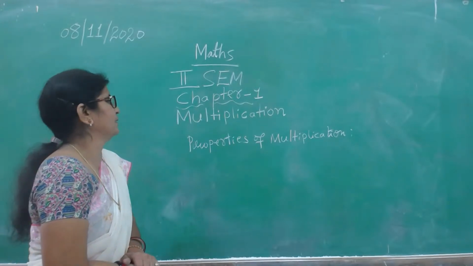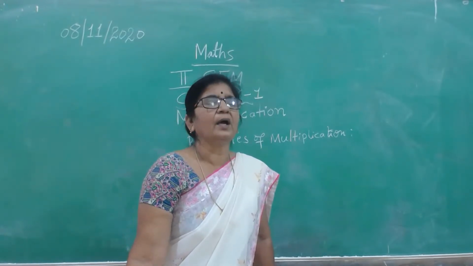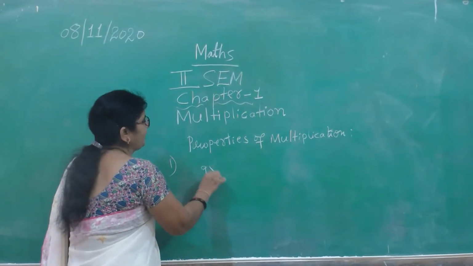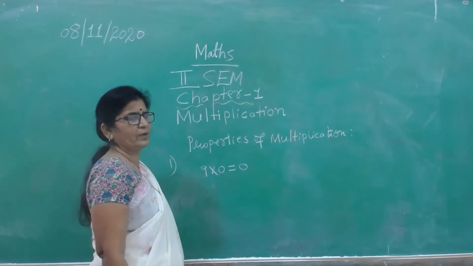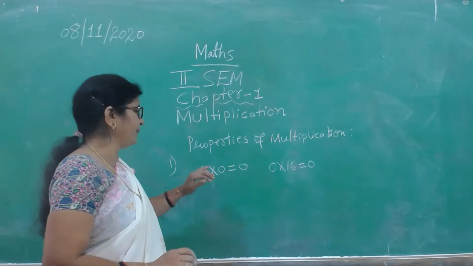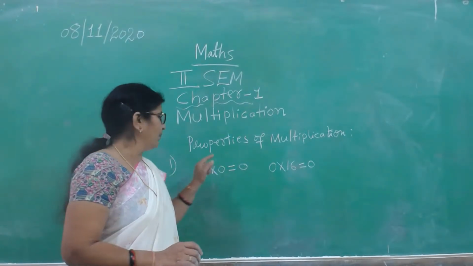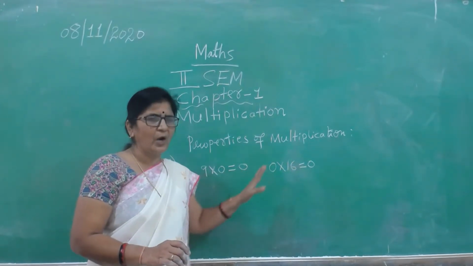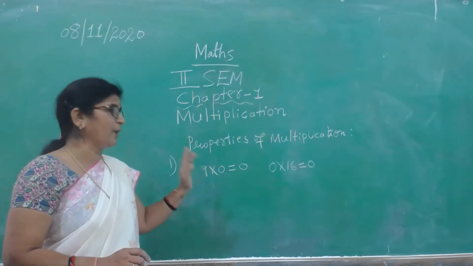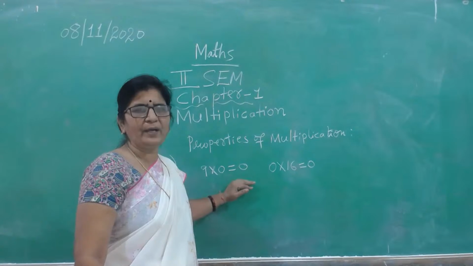What are the properties? First one: if we multiply any number with 0, the answer will be 0. For example, 9 into 0 is equal to 0, and 0 into 16 is equal to 0. Any number multiplied by 0, or 0 multiplied with any number, the product will be 0. This is the first property.